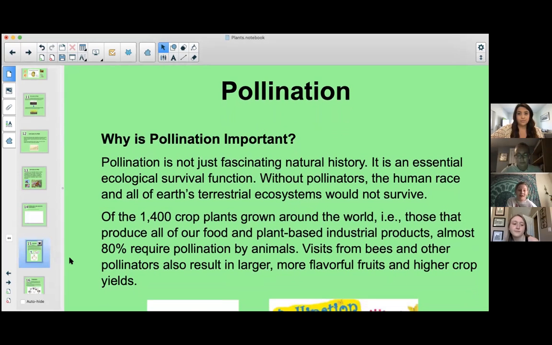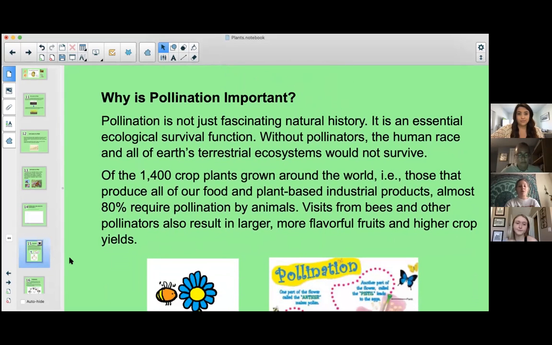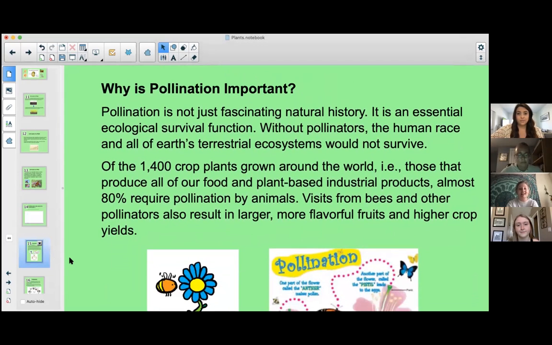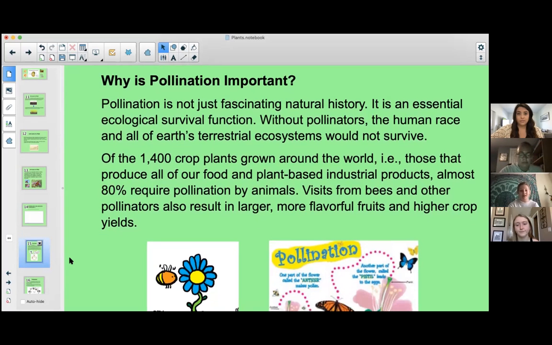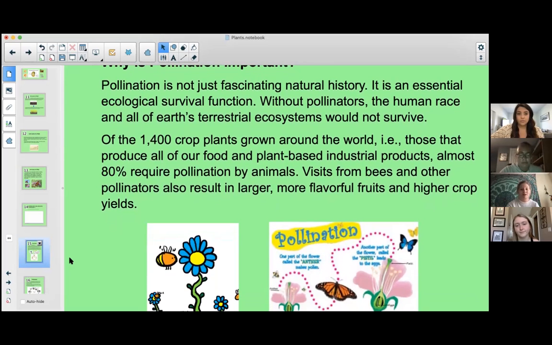Okay, now as we move on to more information about pollination. Why is pollination important? Well, it is one of the essential parts of why the human race needs an ecosystem. Without pollinators, the human race wouldn't be able to have food. Of 1,400 crop plants grown around the world that produce plant-based food for humans, almost 80% require pollination by animals. Like we had mentioned before, those can be butterflies or bees and even the wind.